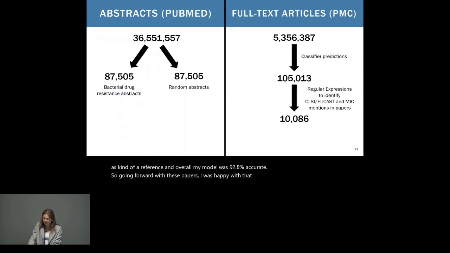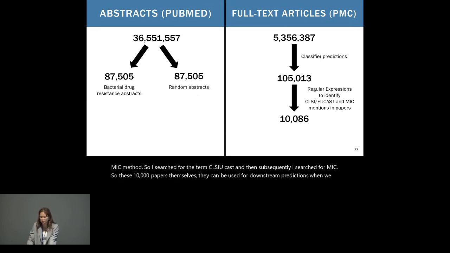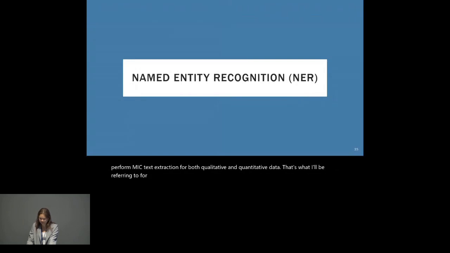I ended up using regular expressions to identify what papers actually had that standardized MIC method. I searched for the terms CLSI and EUCAST, and then subsequently I searched for MIC. These 10,000 papers themselves can be used for downstream predictions when we perform MIC text extraction for both qualitative and quantitative data. That's what I'll be referring to for this presentation.